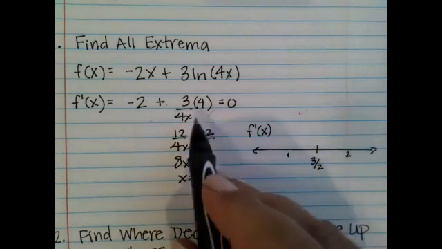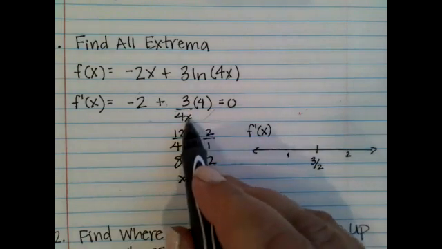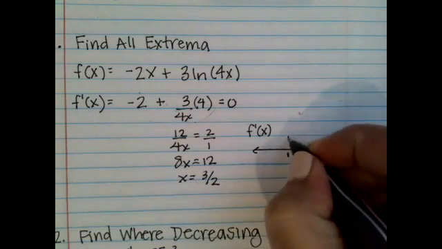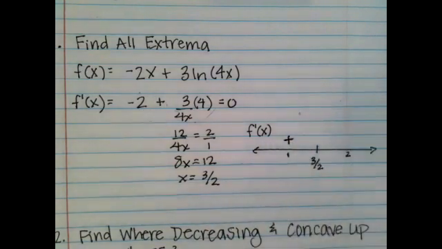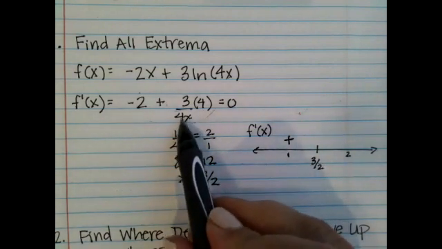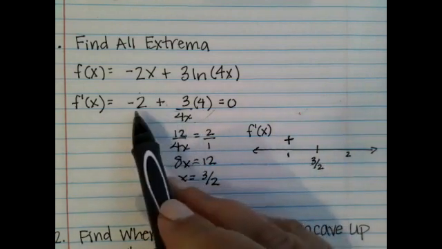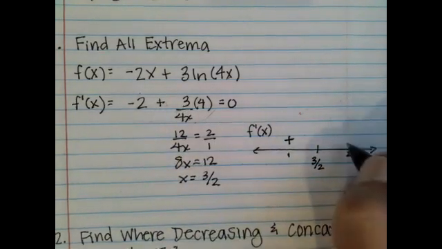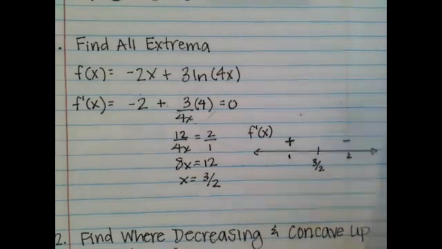So I'm going to plug a 1 in here. That would be 12 divided by 4, which is 3, and negative 2 plus 3 would give me a positive value. And I'm going to put in 2. That would be 12/8, and so negative 2 plus 12/8, which is like 1.5, gives you negative 1/2. So it would be a negative value.